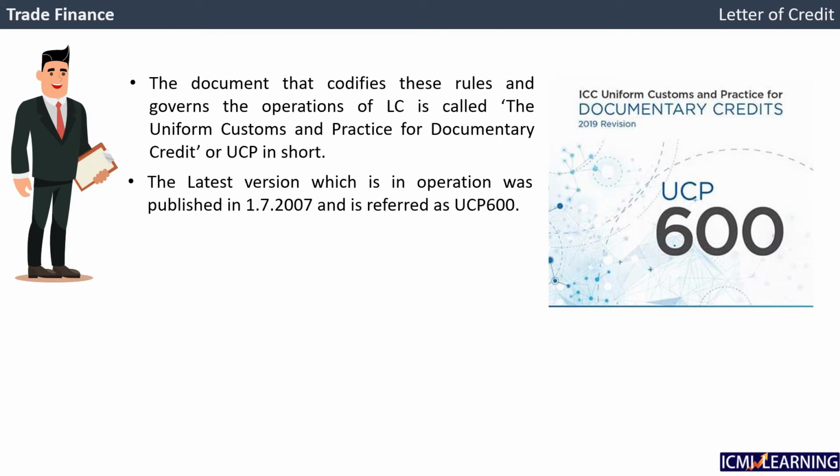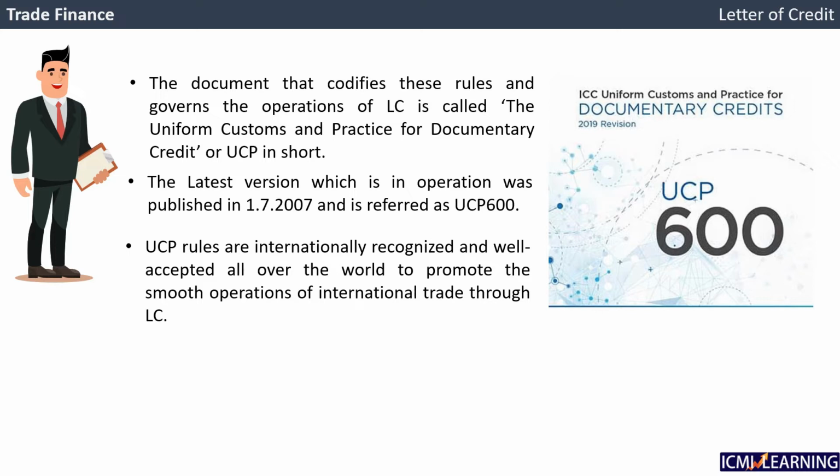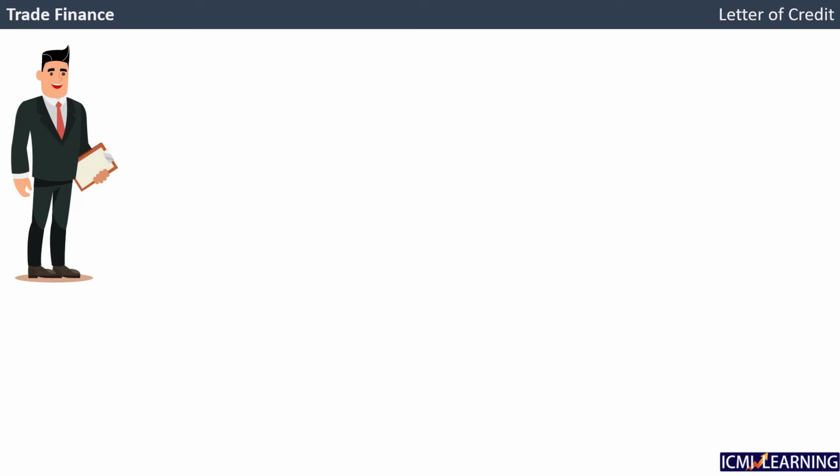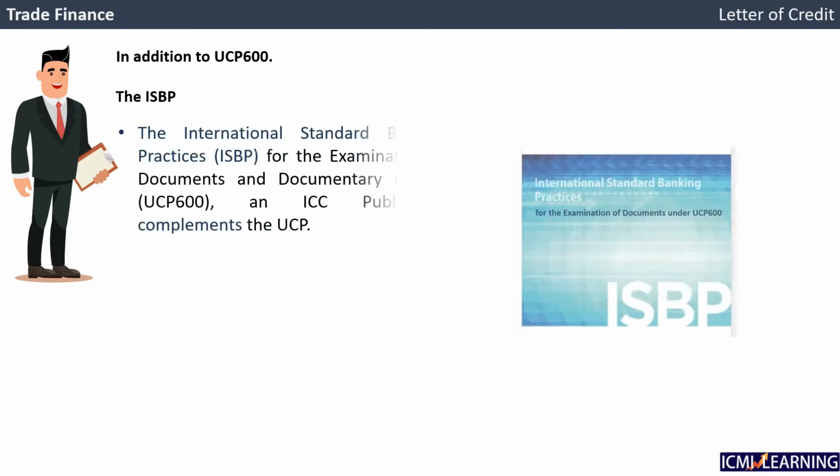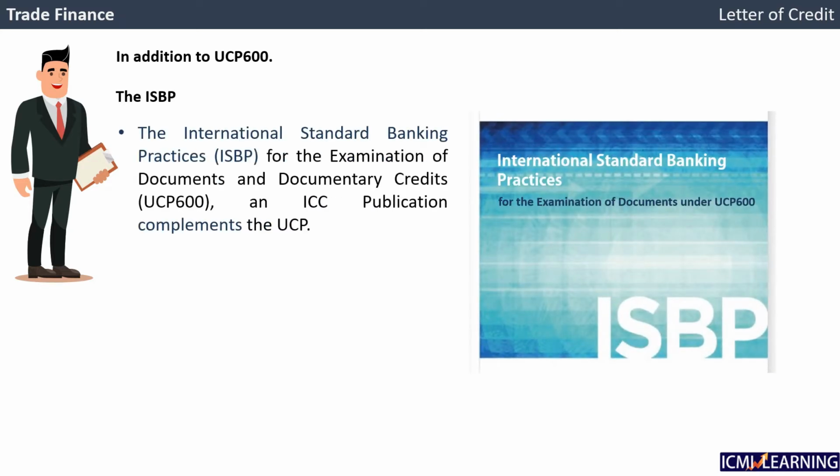The latest version, which is in operation, was published on 1st of July 2007 and is referred to as UCP 600. UCP rules are internationally recognized and well accepted all over the world to promote the smooth operations of international trade through LC. In addition to UCP 600, the ISBP, the International Standard Banking Practices for the examination of documents and documentary credits, an ICC publication, complements the UCP.